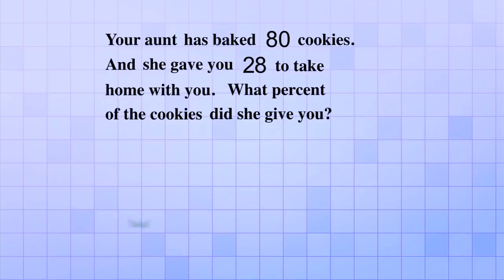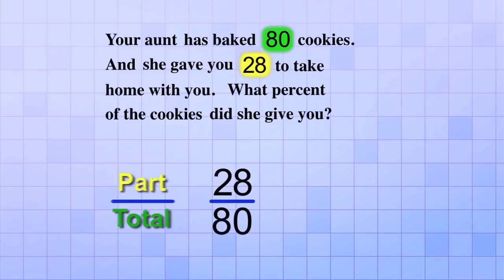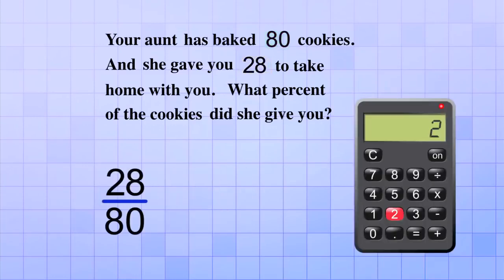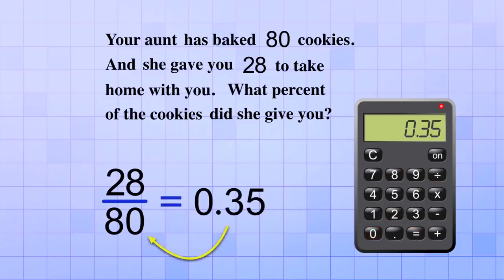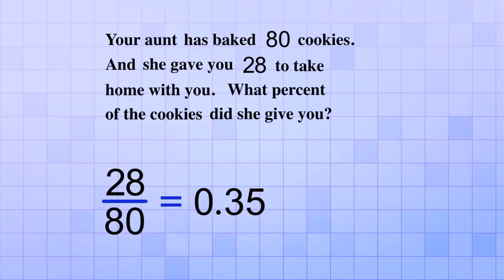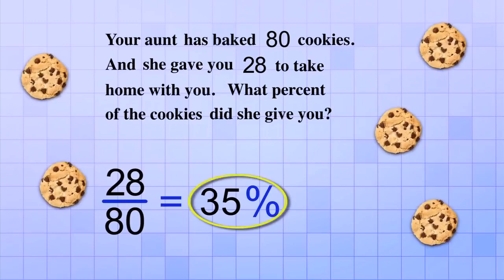Okay, so we know that the total is 80, and that the part we got was 28. That means that our fraction will be 28 over 80. Using our calculator, we enter 28 divided by 80, and we get 0.35. That's the decimal form of the fraction. And now, to go from the decimal form to a percent, we just move the decimal 2 places to the right. That gives us 35. So when our aunt gave us 28 out of the 80 cookies, she gave us 35% of the cookies that she baked.